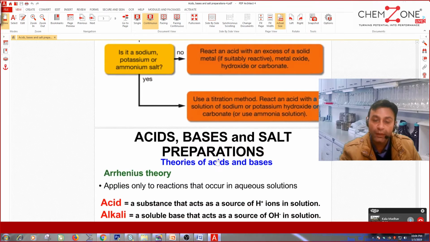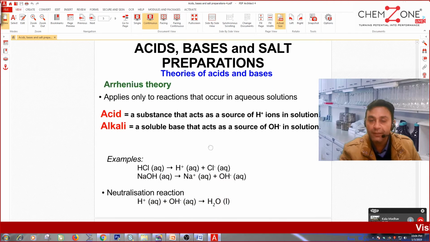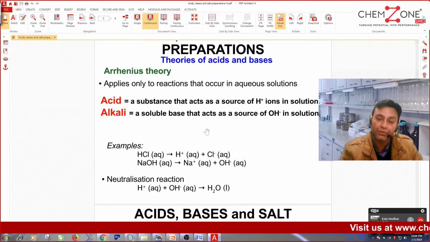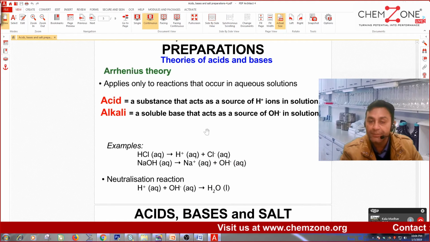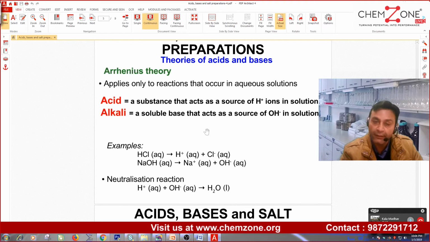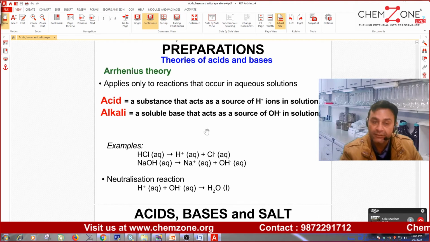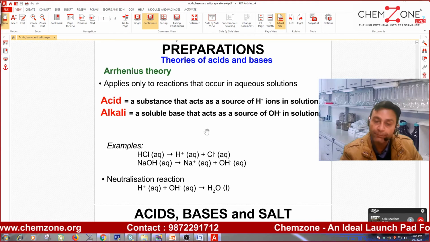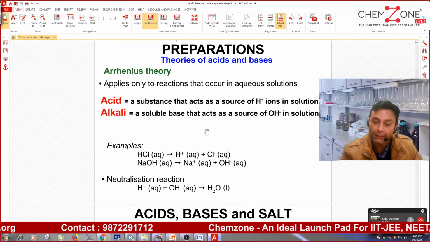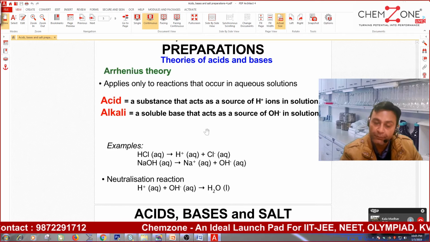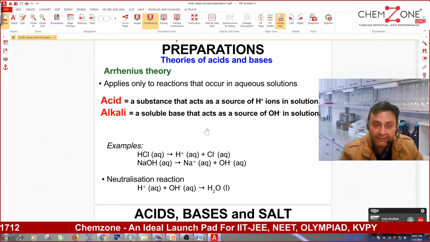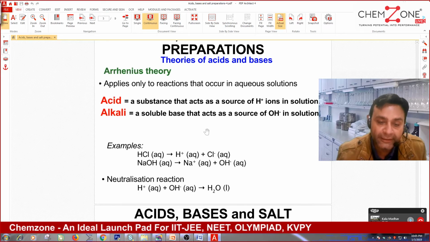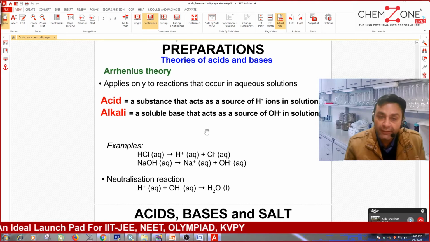Now, what is Arrhenius theory? Arrhenius says the substance which gives H positive ions in the aqueous solution is called an acid. And the alkali is a substance which is the source of OH ions, that is a base. So HCl is an acid, it is giving H positive ion. NaOH is a base, it can give the OH ion in the aqueous solution. So according to Arrhenius, an acid is a substance which gives the H positive ion.